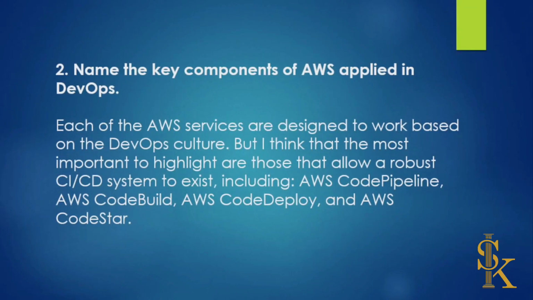2. Name the key components of AWS applied in DevOps. Each of the AWS services are designed to work based on the DevOps culture. But I think that the most important to highlight are those that allow a robust CI/CD system to exist, including AWS CodePipeline, AWS CodeBuild, AWS CodeDeploy, and AWS CodeStar.